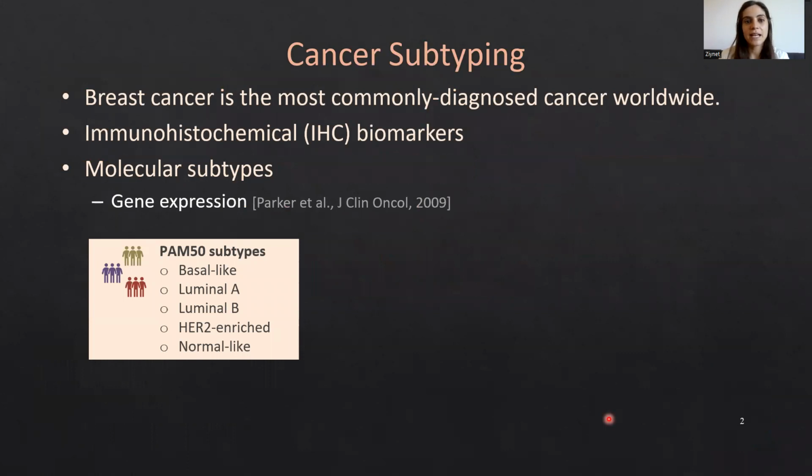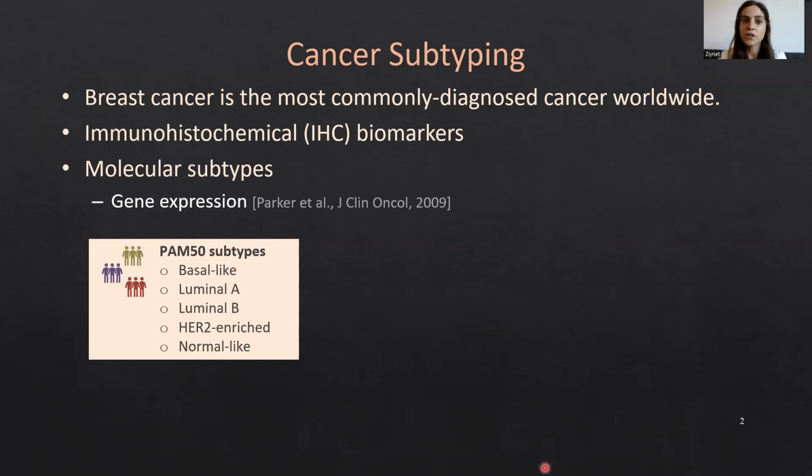Cancer patients show different characteristics in terms of progression of disease and response to treatment. Breast cancer is the most commonly diagnosed cancer worldwide. There are some biomarkers in breast cancer which guide different treatment decisions. In spite of that, researchers studied molecular subtypes to find different characteristics in cancer.